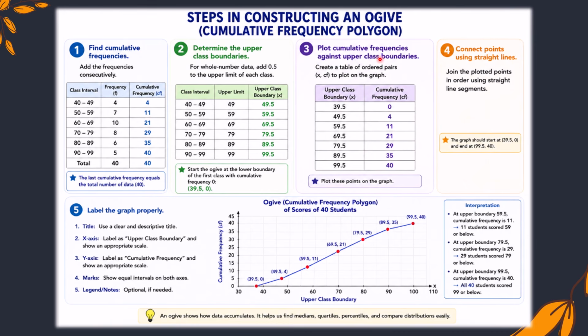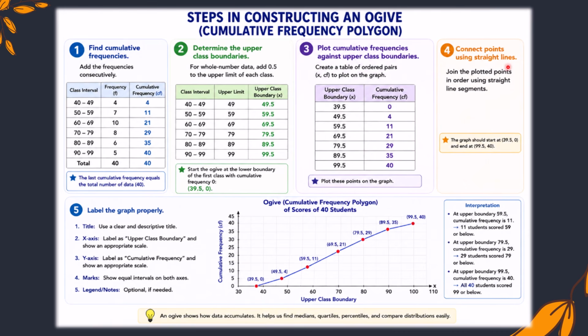Next, third, plot the cumulative frequency against the upper class boundaries. So these are the upper class boundaries, and then let us get the cumulative frequency. Our cumulative frequency from earlier is 4, 11, 21, 29, 35, and then 40. The upper class boundaries are 49.5, 59.5, 69.5, 79.5, 89.5, and 99.5. So why is there a 0? That is our start, so 0 for the 39.5.